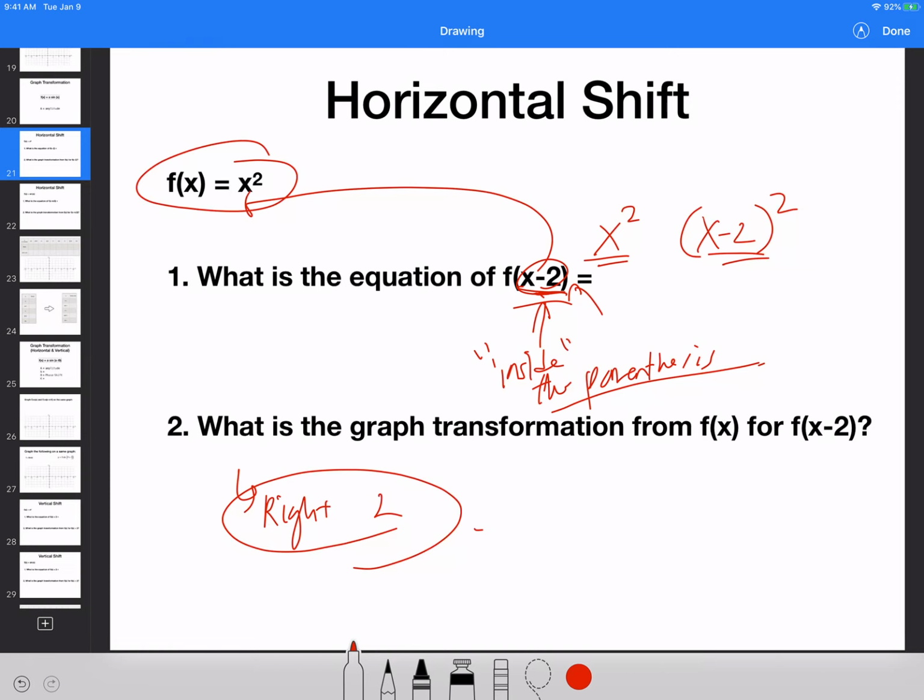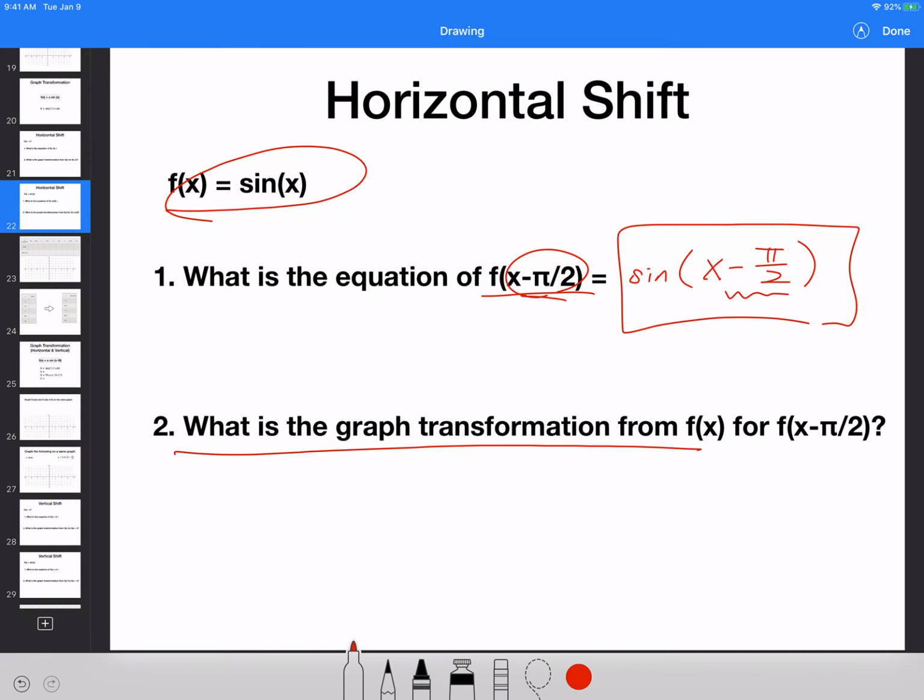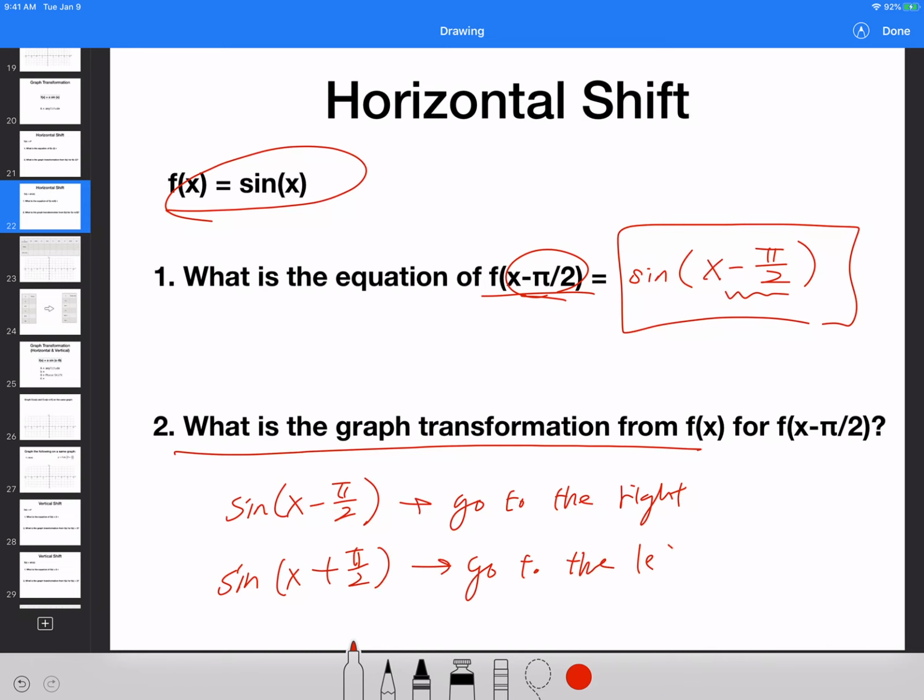A lot of students ask me, if it's a minus 2, does that mean it's going to the left, because from the xy scale, the negative direction is left and the positive direction is to the right? But the negative 2 actually has the opposite effect, in which it will make it go to the right. And if it was f of x plus 2, it will make it go to the left. So here, because it's a minus, sine of x minus pi over 2 will make it go to the right, whereas sine of x plus pi over 2 will make it go to the left by pi over 2 exactly. Okay, so those will be the graph transformations there.